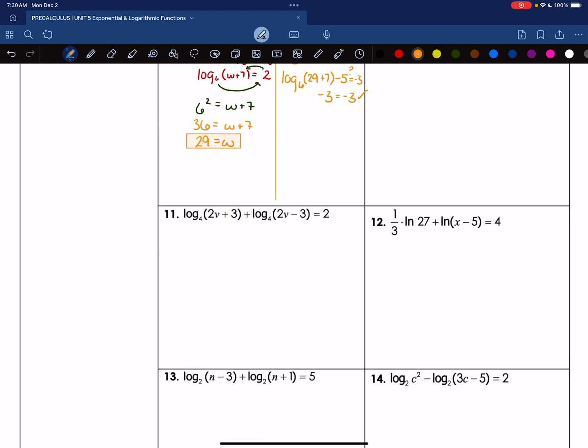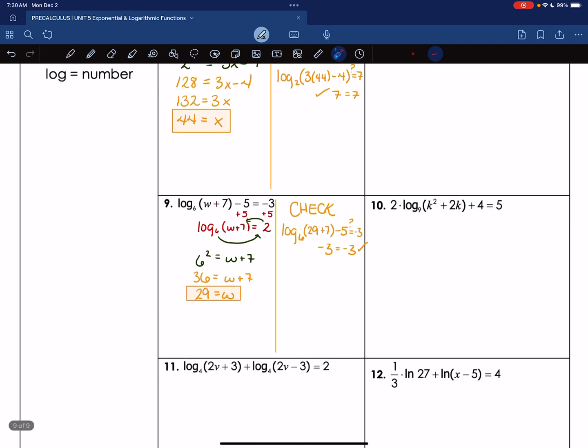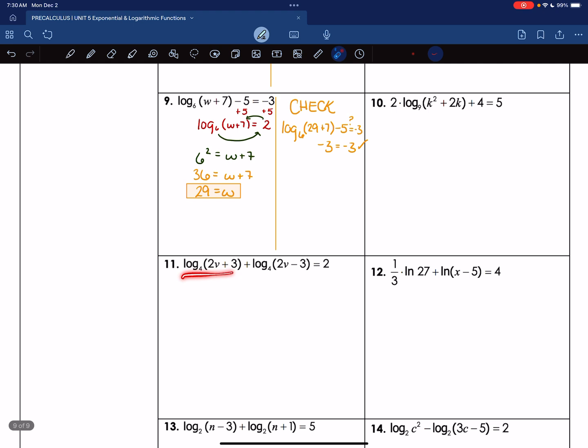All right, now let's switch things up a little bit here. We are looking at a logarithmic equation, and like I said, we must have only one log expression. Looking at this one, I've got 2 of them. So this is the moment where now it's time to condense. Because we are adding, that means we are going to take and multiply our arguments together. So that looks like log base 4 of 2v plus 3 being multiplied with 2v minus 3.